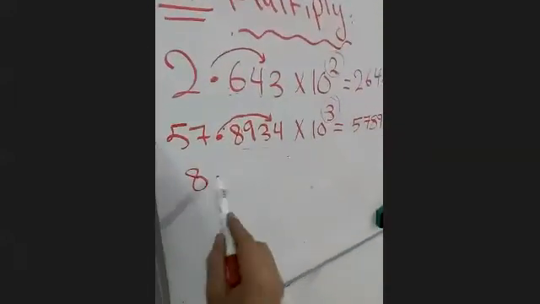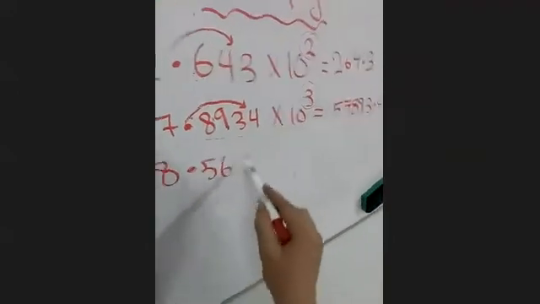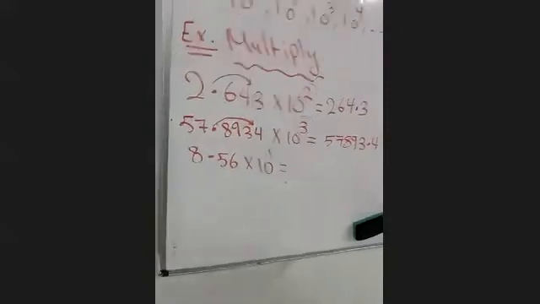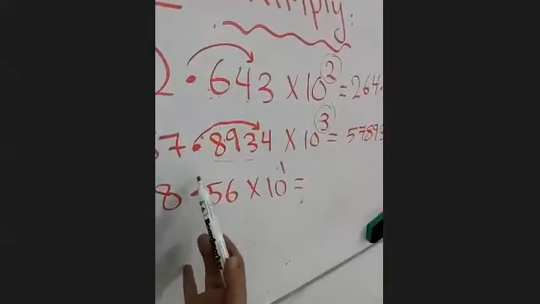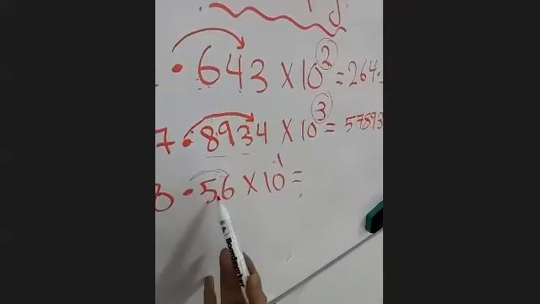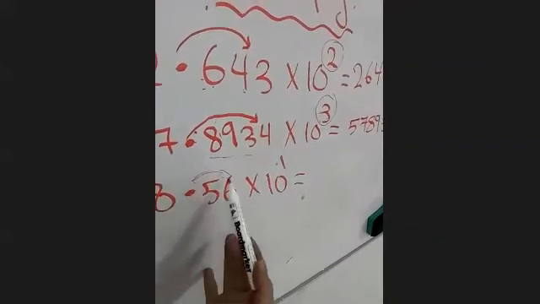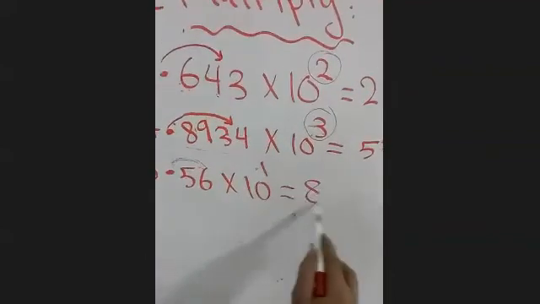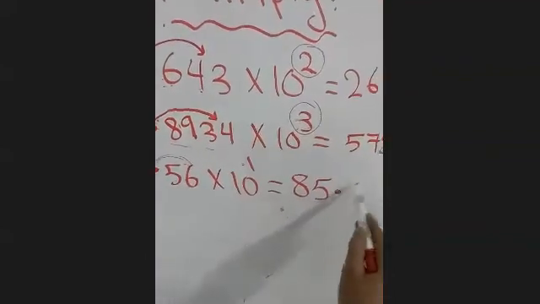What if the power is 1, like 8.56 multiplied by 10 to the power 1? I will go to the decimal and push it 1 digit, only 1 digit. So it will be between 5 and 6. Why only 1 digit? Because the power is 1. So the answer will be 85.6.